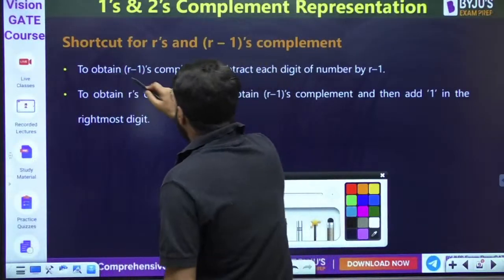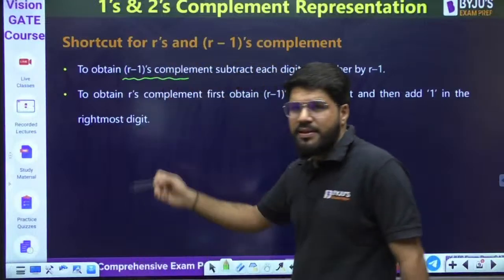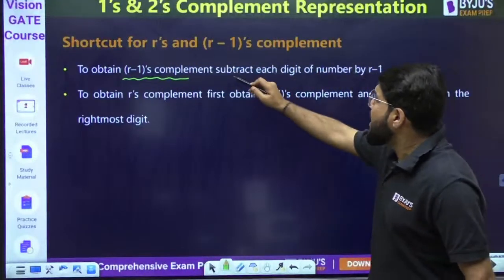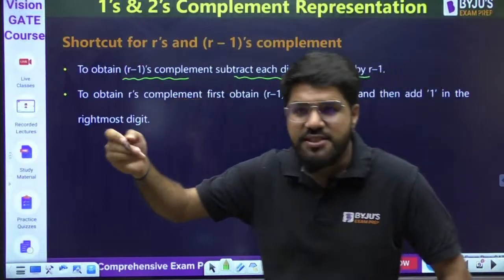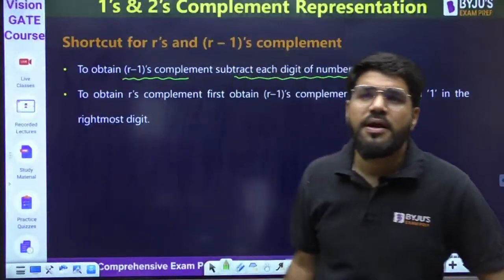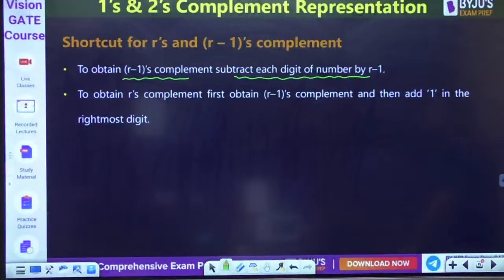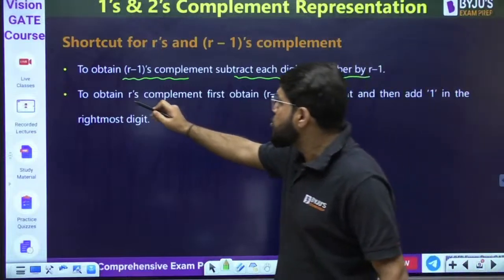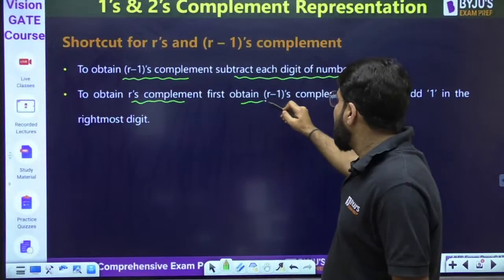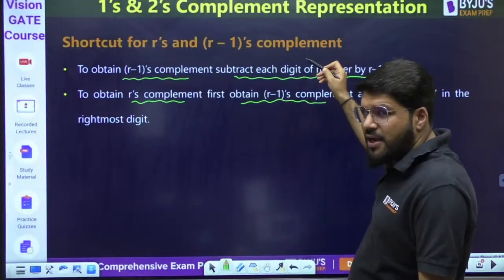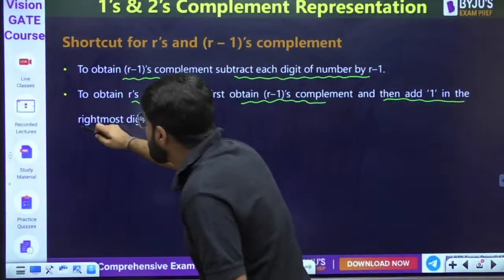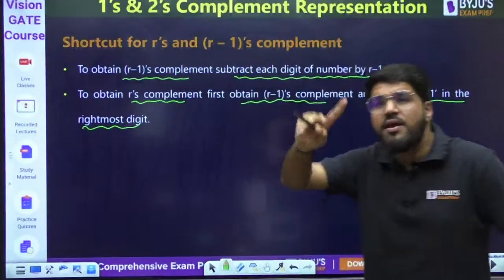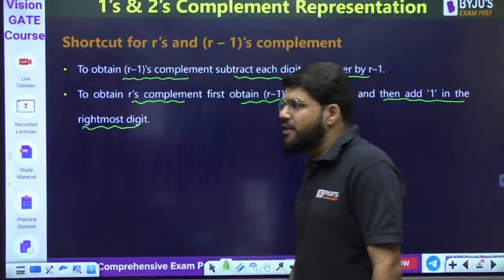The shortcut is to obtain the (R minus 1)'s complement. This is the general method: subtract each digit from R minus 1. In the case of decimal numbers, R minus 1 becomes 9, so we subtract from 9. Then to obtain the R's complement, first get the (R minus 1)'s complement by subtracting each digit from 9, and then add 1 to the rightmost digit. Whatever is the rightmost digit, there you add 1.